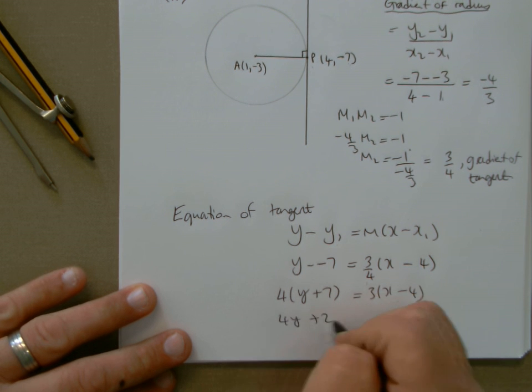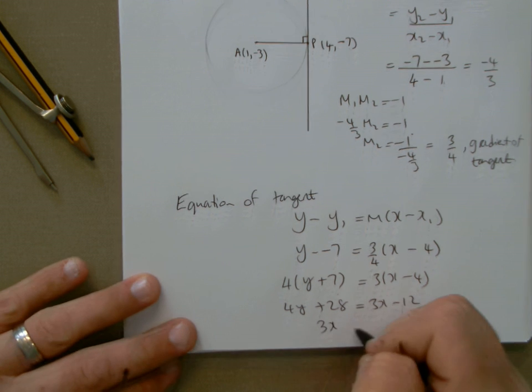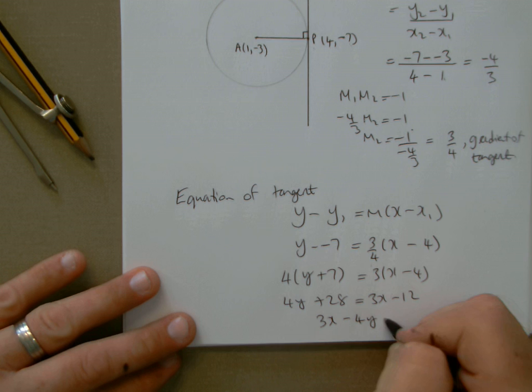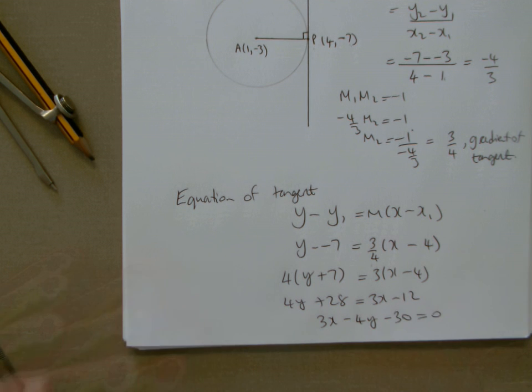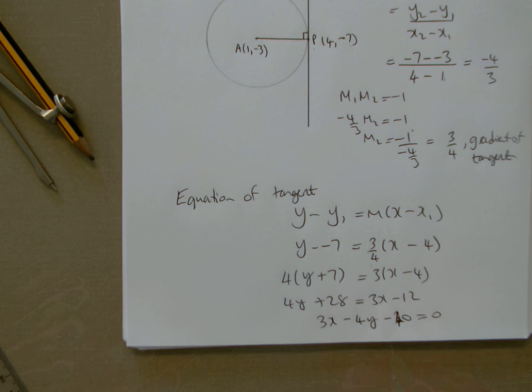Multiply out. So we get 3x minus 4y minus 30, I think, equals 0. No, it's minus 40, isn't it? Just double check that there. So get everything onto the right hand side. So 3x minus 4y minus 40 equals 0.